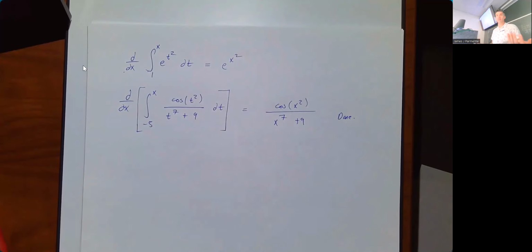No plus c, no nothing, right? Because we took the derivative, the plus c ends up being 0. Okay, there's two other things we should say about this fundamental theorem of calculus part 1.